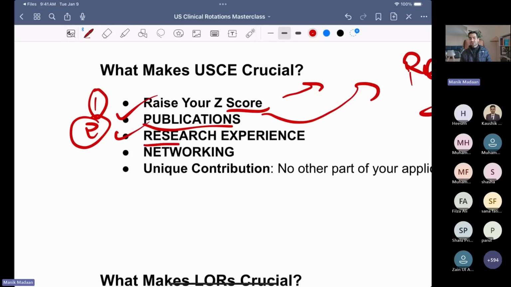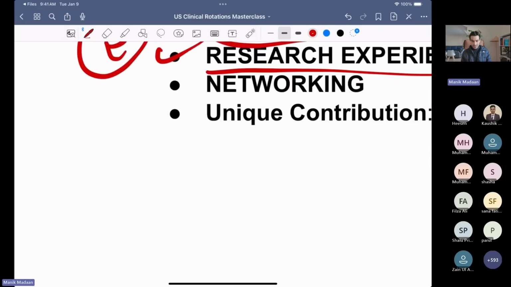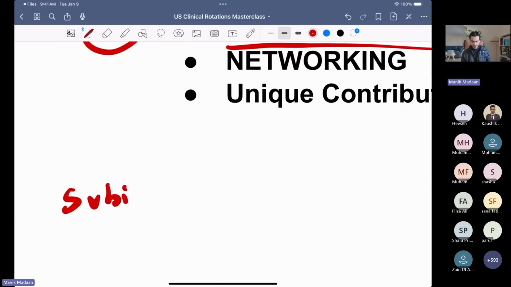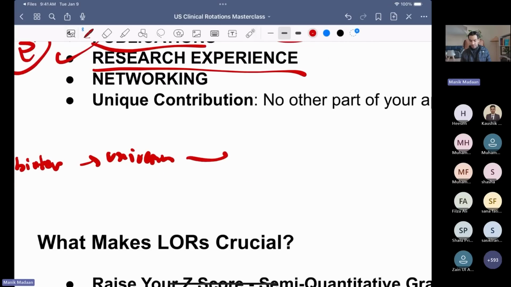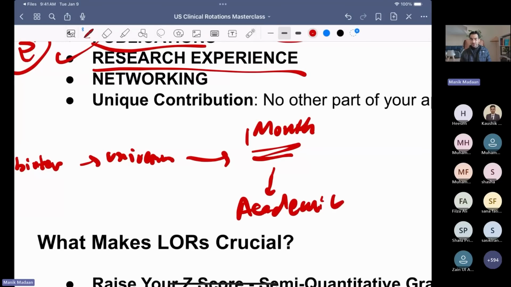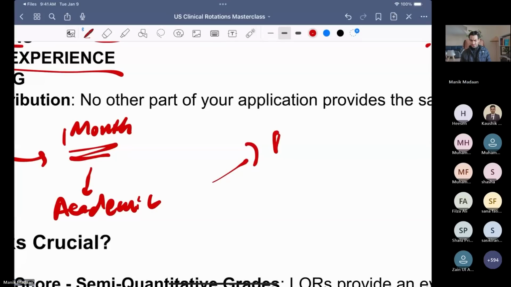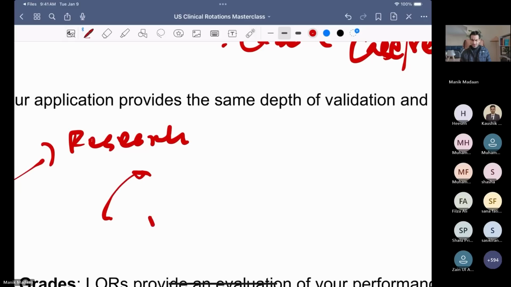Next, let's look at research experience, right? Let's say you go to a sub-internship in a quality institution, which is a university. Now, what's going to happen is as you do your 1 month rotation there, you're going to meet academic people. And guess what these academic people are doing? Research. And guess what are they looking for? Research assistants or postdocs.